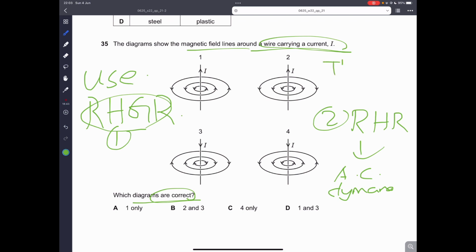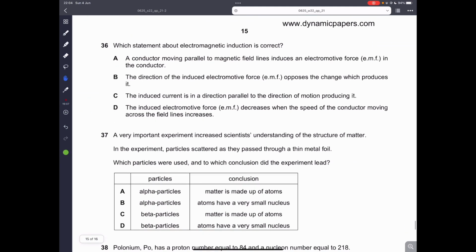So the thumb points up. The thumb points the North Pole, and so you have to figure out the direction, whether it's clockwise or anti-clockwise. Well, I have done it ahead, and so the correct one here is 1 and 3. So D is the correct answer.